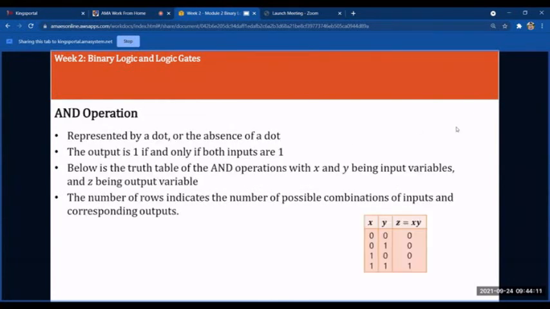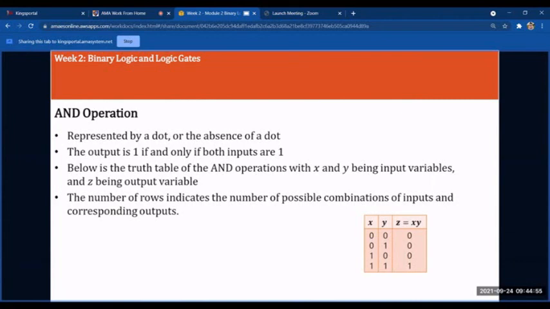So we will discuss the AND operation first. The AND operation is represented by a dot or the absence of a dot. The output is 1 if and only if both inputs are 1. That is the only thing that you need to remember. Both inputs should be 1 for your output to be 1. If either one is not 1, then your output is automatically 0. So the truth table for the AND operation, with x and y being the input variables and Z being the output variable.